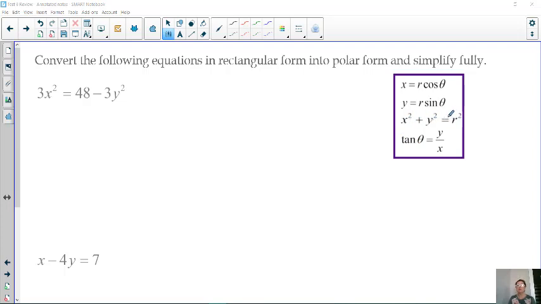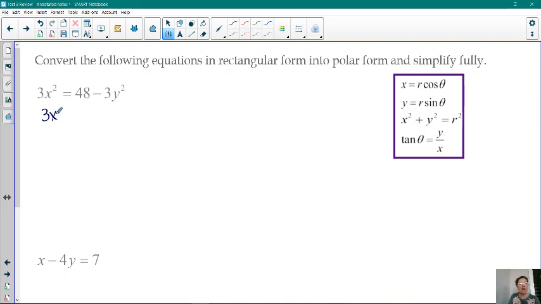X squared plus y squared equals r squared. Or we even see this, plugging in: x would be r cosine theta, y would be r sine theta. There's no rule that says we can't do some rearranging first, and I think we'll find some helpful things happen when we do this. So let's say I want to add 3y squared to both sides.